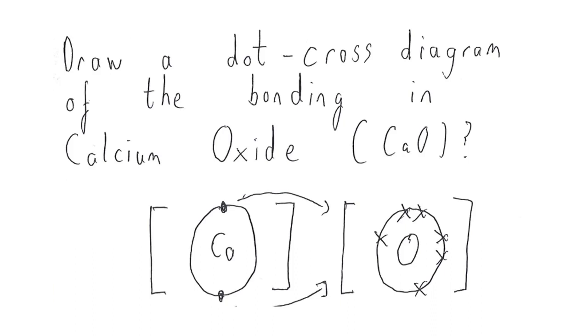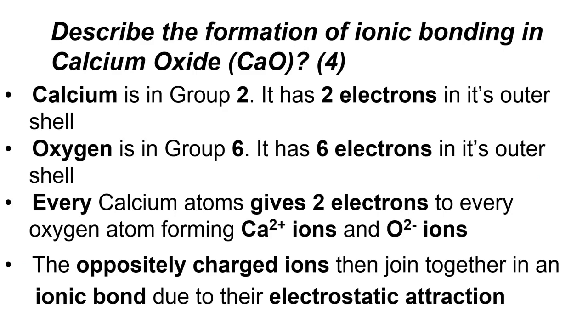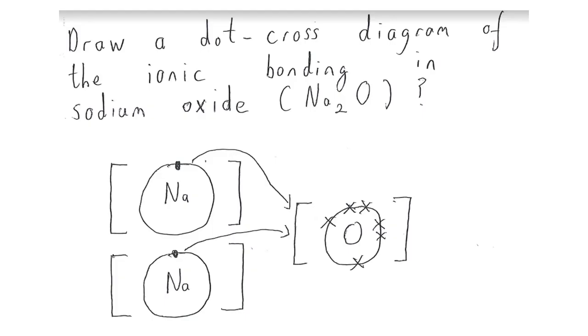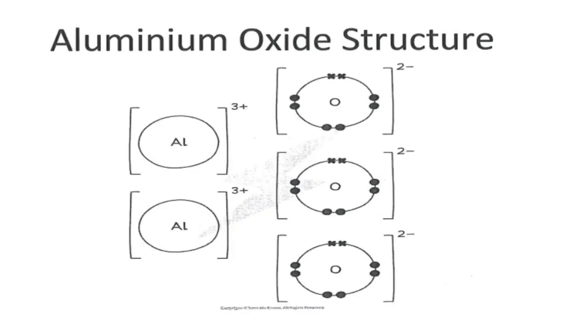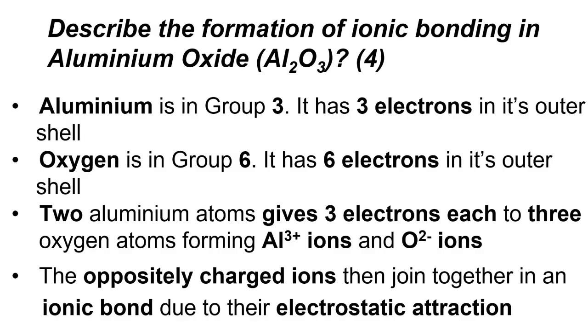1-to-1 ratio, same answer. Play and pause, play and pause. They love aluminium oxide. It's the hardest one you can be asked. 2 aluminium atoms give 3 electrons each to 3 oxygen atoms, forming Al3 plus ions and O2 minus ions.